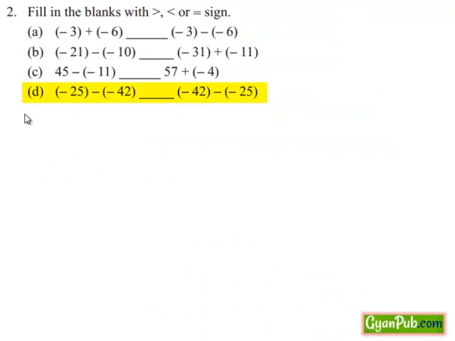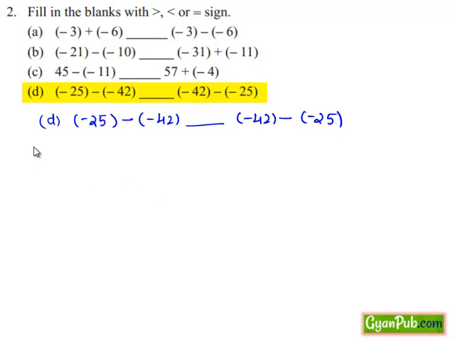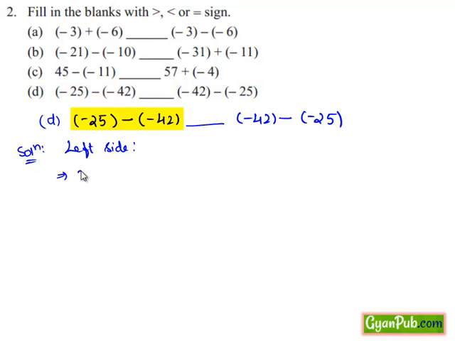Take down the last bit D. Minus 25 minus of minus 42, dash, minus 42 minus of minus 25. To balance this equation, we must fill the blank with suitable sign. Coming to the solution, on the left side of this equation, we have minus 25 minus of minus 42.